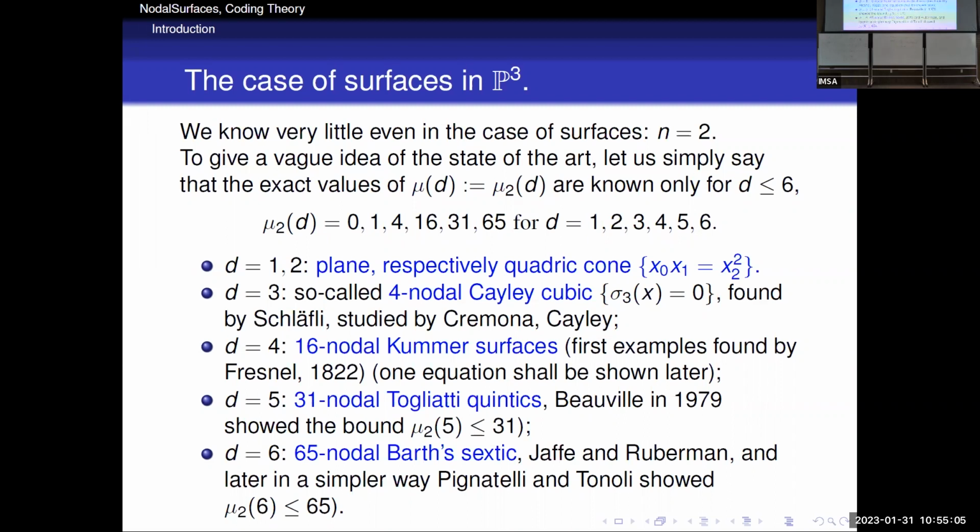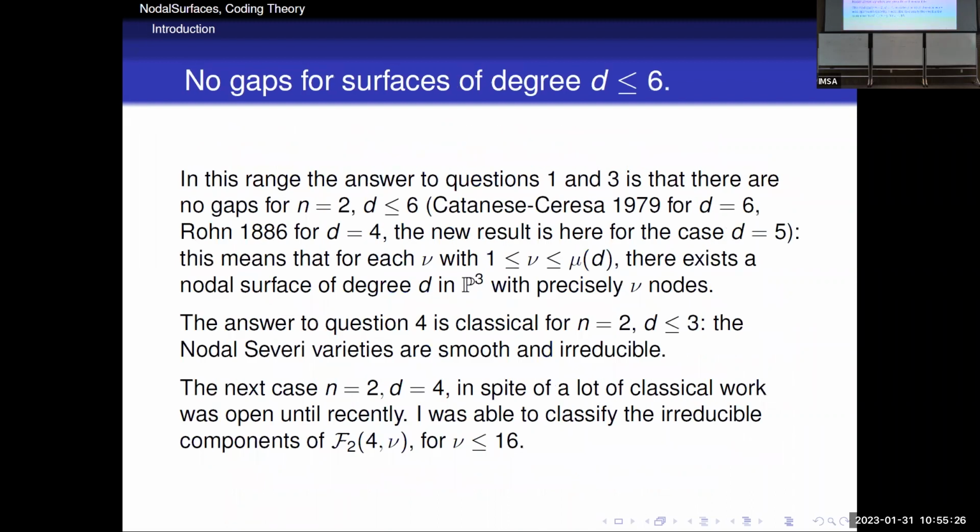And in the case of degree 6, Jaffe and Ruberman, and later in a simple way, using some ideas by Pinkham and Tonon, showed that the maximum is 65. So we know something, at least the bounds. But what about the components? And there are no gaps in dimension for surfaces of degree up to 6.